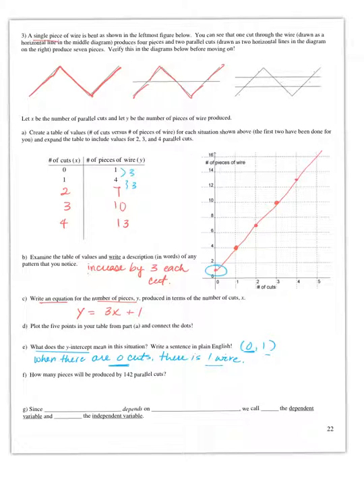How many pieces of wire will be produced by 142 parallel cuts? So 142 cuts, that's our x value. So we can use our equation we wrote, y equals 3x plus 1, and put 142 in for the x. Solving this gives me 426 plus 1, 427 pieces of wire. Since y depends on x, we call y our dependent variable and x the independent variable.